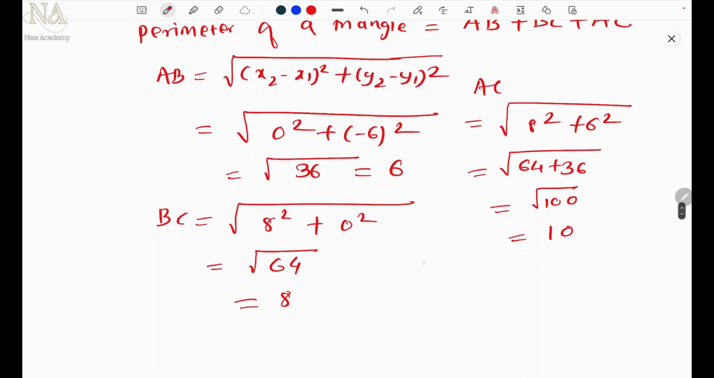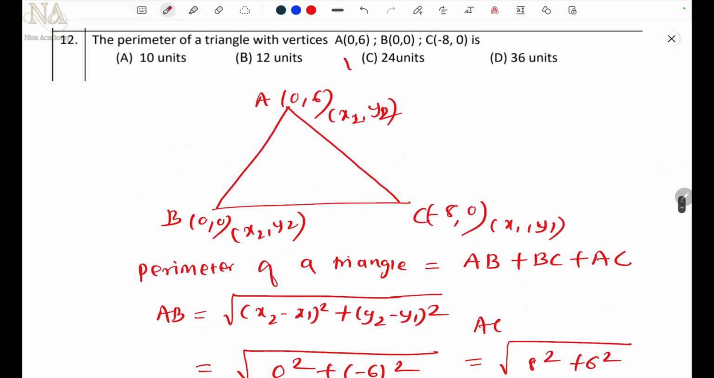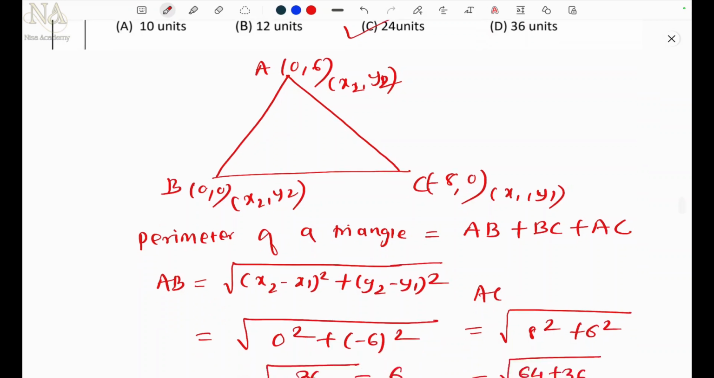So, now just add this 6 plus 8 plus 10, which is 24, right? AB plus BC plus AC, 24. So, let us check. Yes, option C, 24 units. Okay, that is the answer. Hope you understood. Yes. Let's go for the next problem.